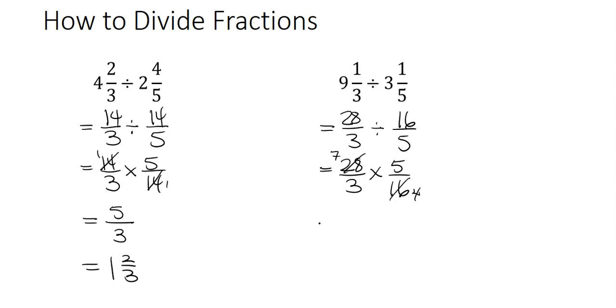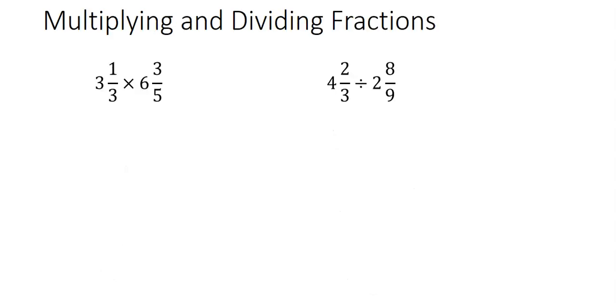And now there's no more common factors, so we can multiply. 7 times 5 gives us 35, and 3 times 4 gives us 12. Improper fraction. Can't leave that as an improper fraction, so we need to change it to a proper mixed number to be done. Okay, before we finish this off, let's just do one more multiplication and one more division, just to make sure we get this.